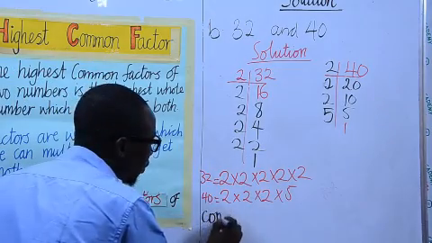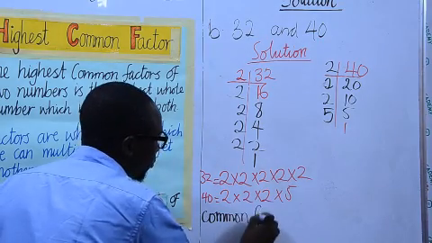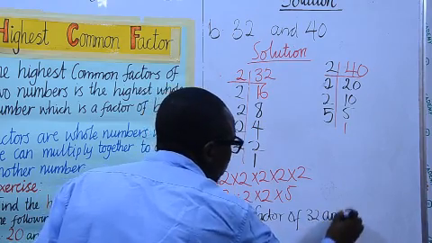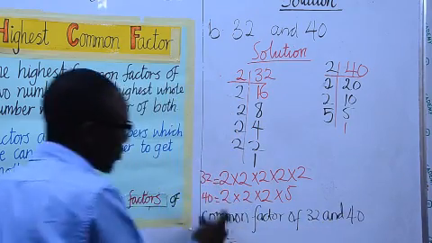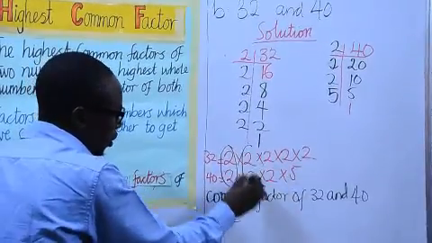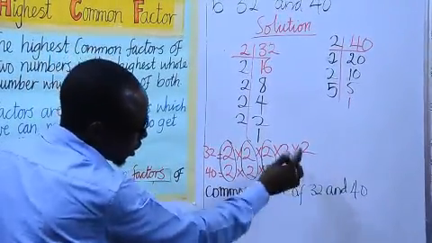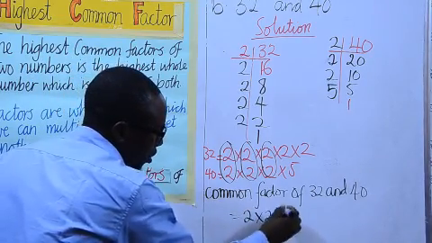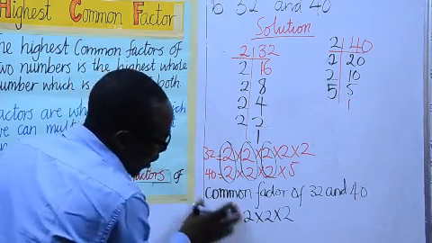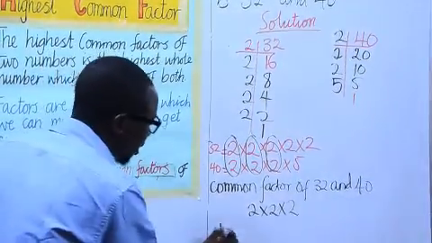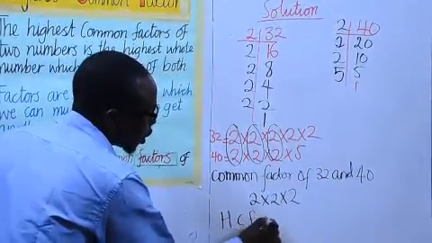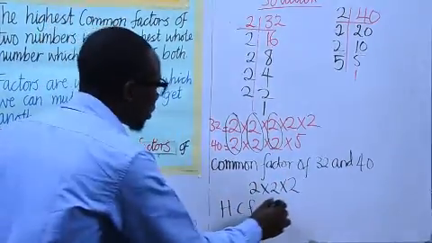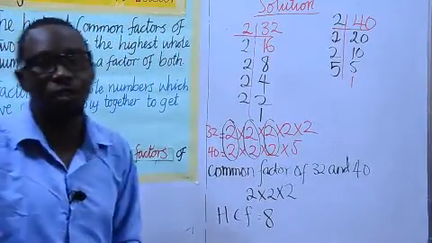Now we're looking for the common factors of 32 and 40, which are what? We have 1 here, 2 here, we have 3. Do we have any other 2? No. 5? No. So our common factor is 2 times 2 times 2. These are our common factors. And now let's find the HCF by multiplying everything there, which is what? 2 times 2 will give us 4. And 4 times 2 will give us 8. Meaning the HCF of these two is 8. I hope you understand.